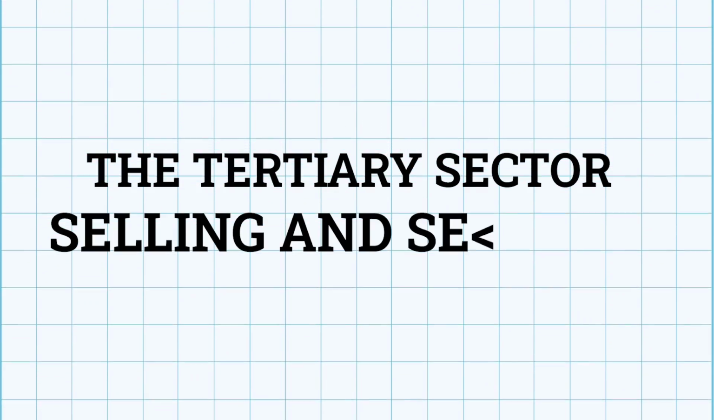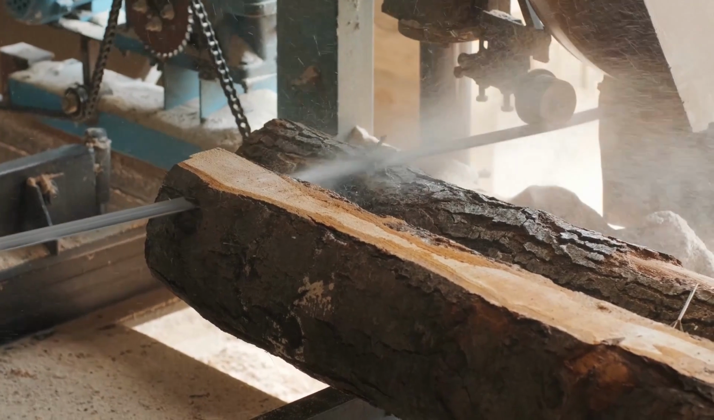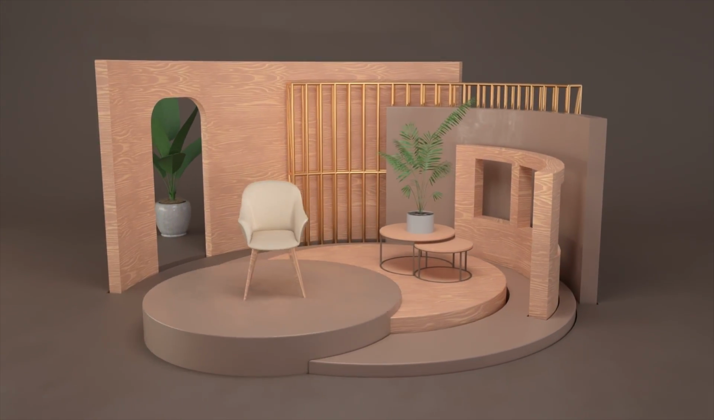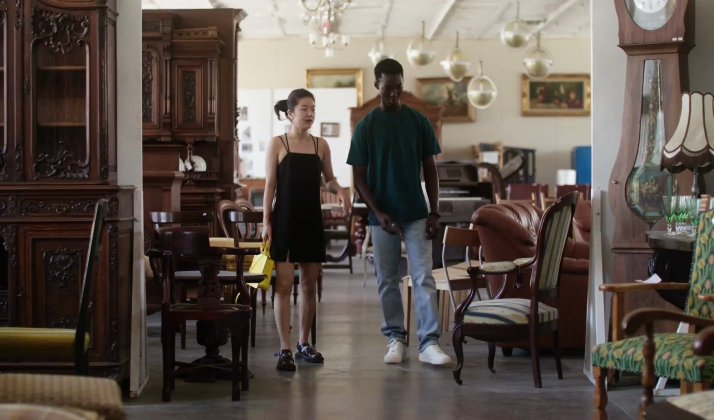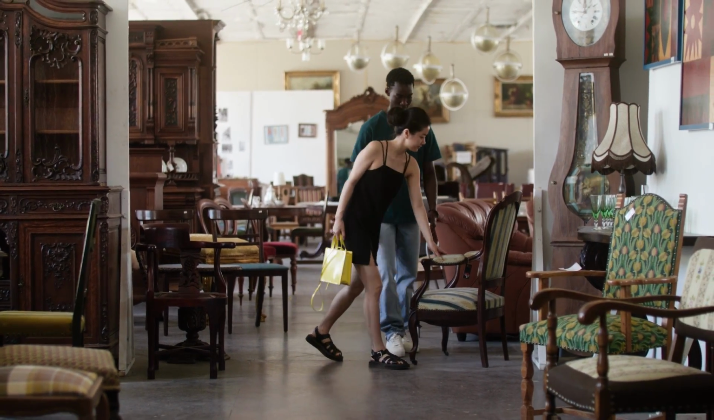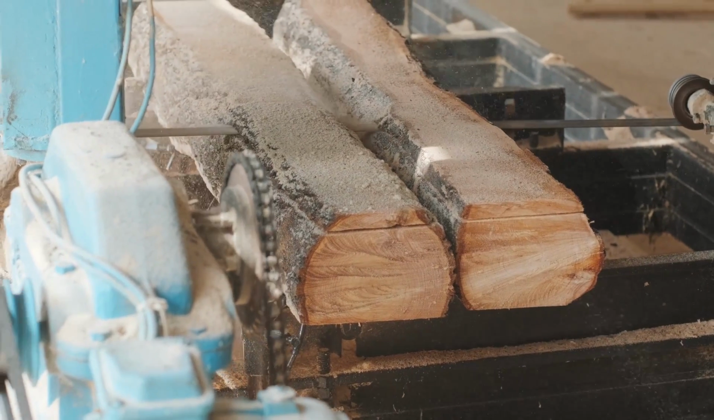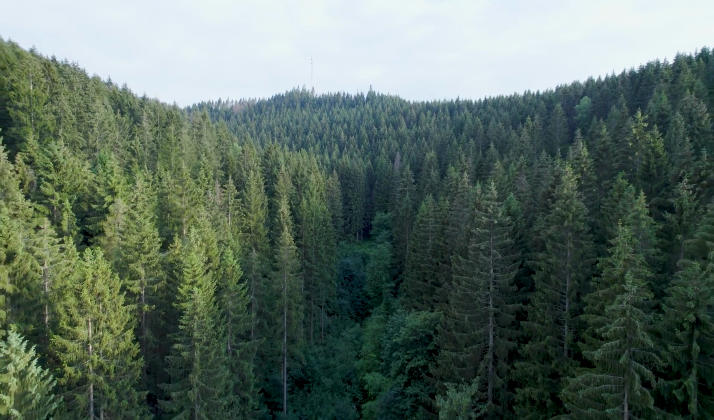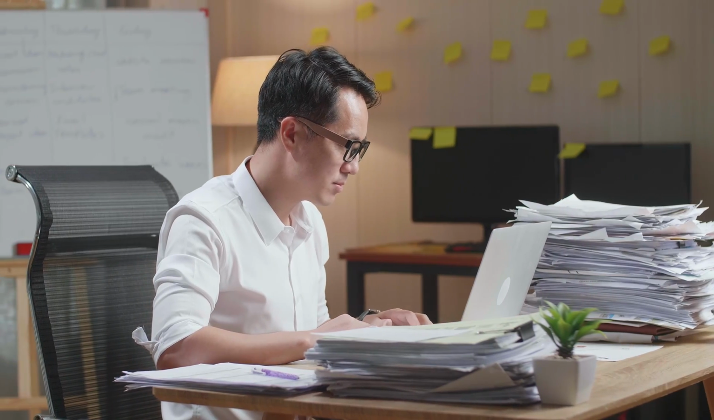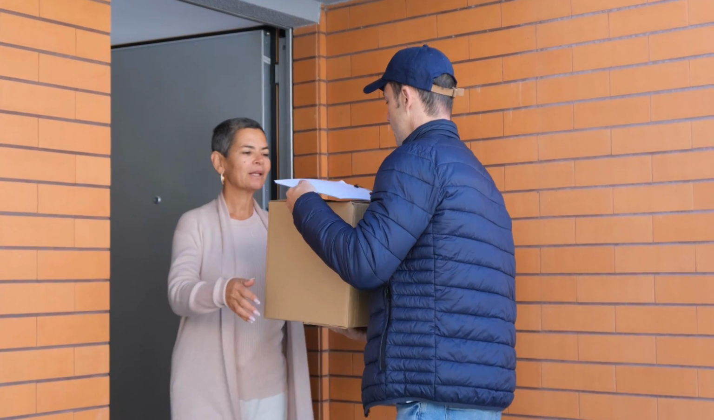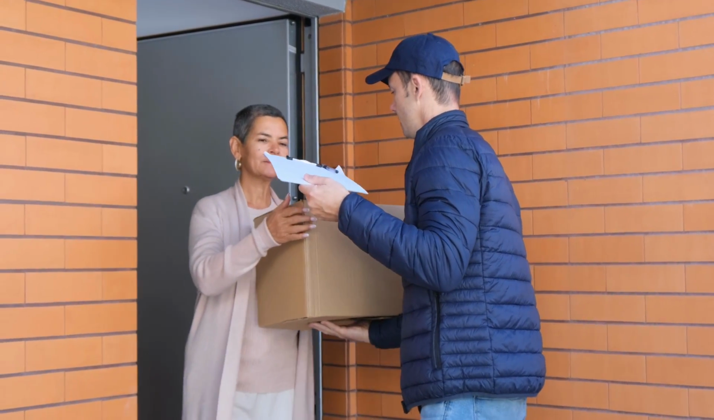Step 3. The tertiary sector, selling and services. After the wood has been processed into furniture, paper, or building materials, it enters the tertiary sector. This sector includes businesses that sell goods and provide services to customers. The furniture made from our tree is shipped to a store where people can buy it for their homes. The paper made from the tree is sold in office supply stores or used in schools. At this point, the product is in the hands of consumers, but the economy doesn't stop here.